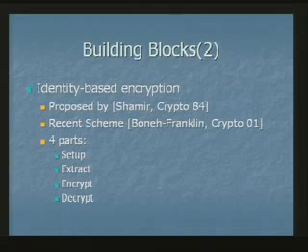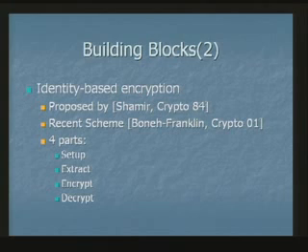One more building block is identity-based encryption. This was proposed by Shamir in 1984. Basically, it was a request: we'd like a crypto system with the following properties. There were many systems that attempted to achieve this that either fell short or were subsequently broken. There's been a recent scheme in 2001 that actually achieves this in many ways.